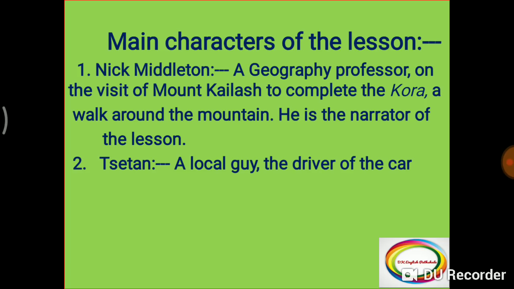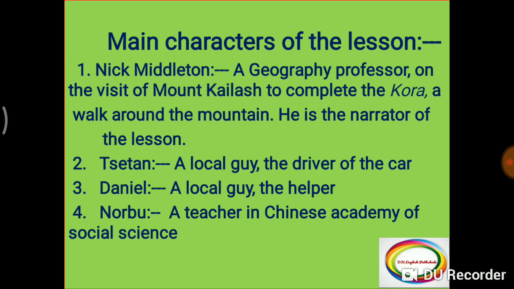The second character, Saturn. He is a local guy, the driver of the car. Daniel. He is also a local guy and the helper in this mission. Norbu. This is another important character who appears at the latter part of this travelogue. He is a teacher in Chinese Academy of Social Science. He is basically a Tibetan.